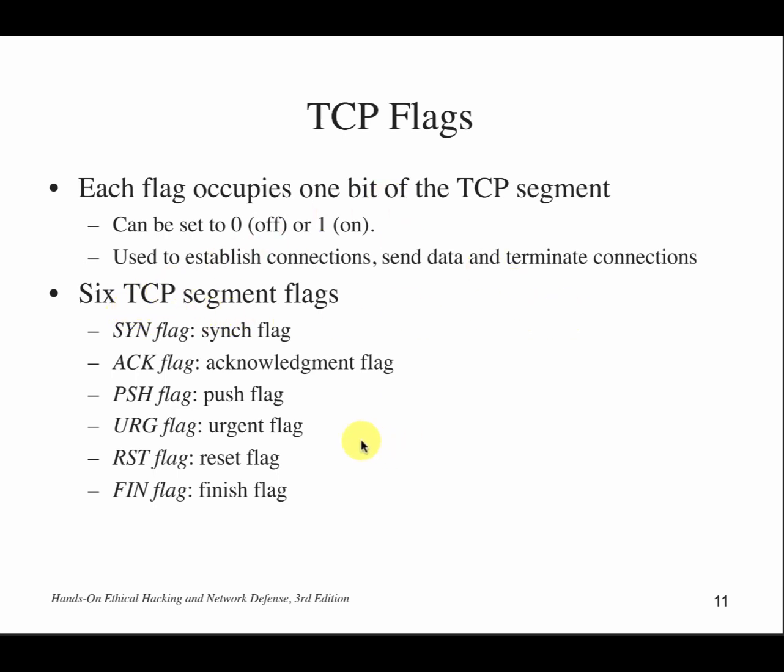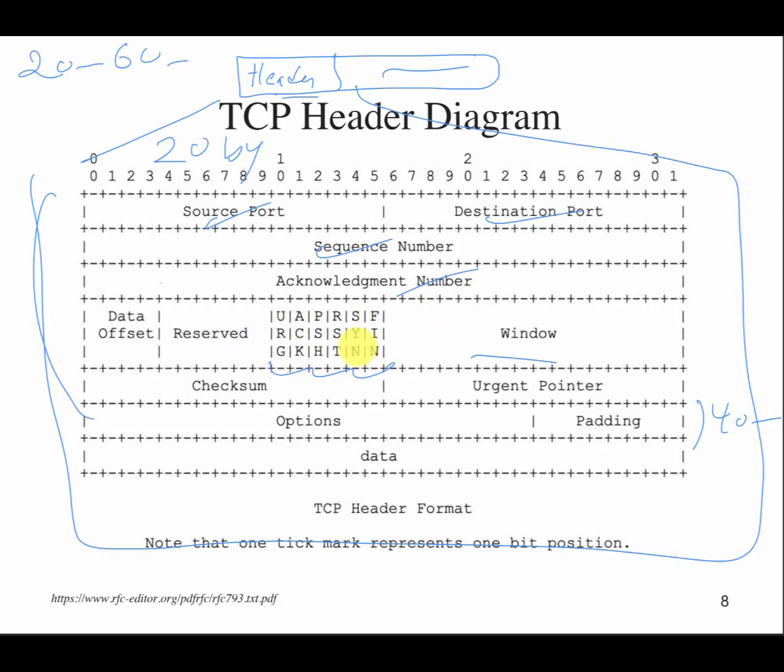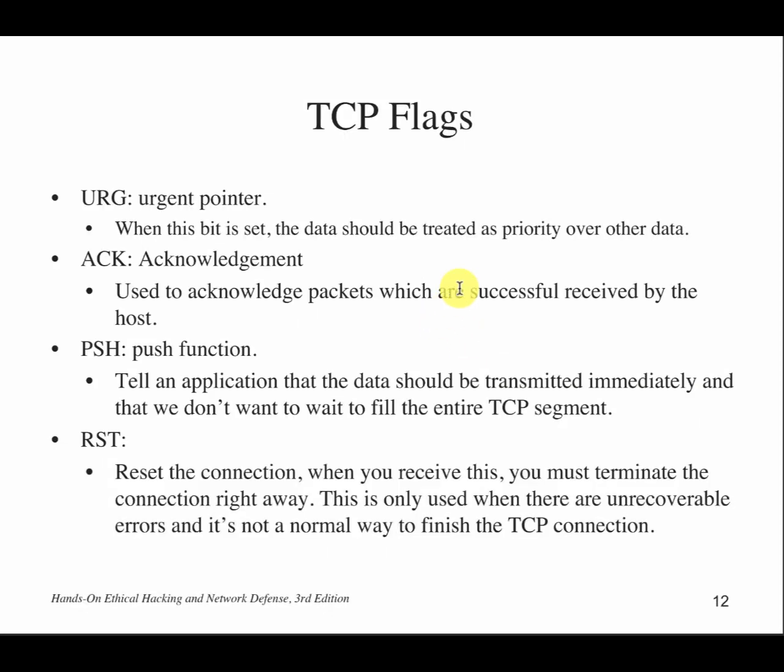You see, you have 6 flags: SYN, ACK, PUSH, URG, RST, and FIN. Okay? From the name, it's clear what the meaning of each of them is. Again, if you want to see the position of these flags, this is the place I'm talking about, the flags that I'm talking about here. Good. So let's take a look one at a time.